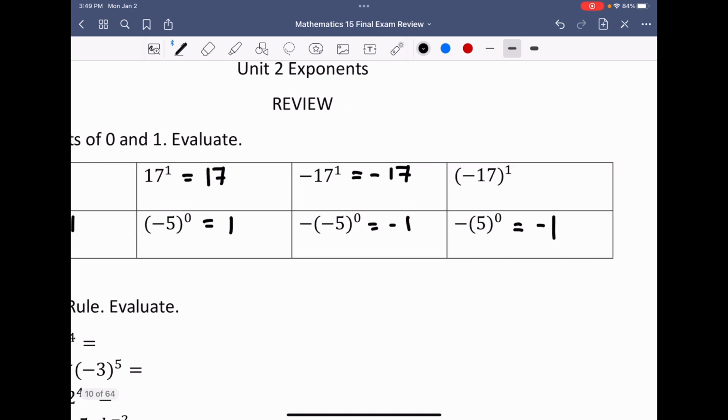Now, negative 17 to the 1, this is an odd exponent. 1, 3, 5, 7, all the odd numbers. When we raise a negative to an odd exponent, it's always going to stay negative. So this is going to be equal to negative 17. So if you have an odd exponent, it's going to be negative. If it's an even exponent, that negative will become a positive. And we'll see that maybe in some of the later examples here.